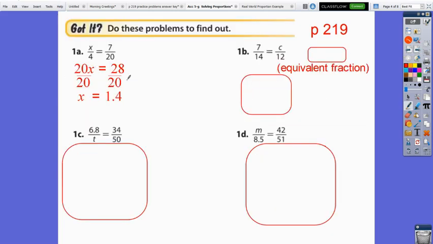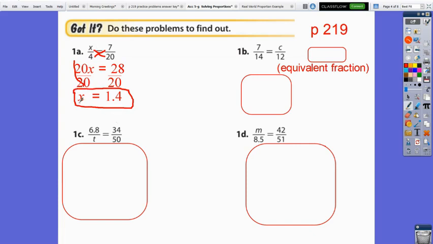So here's how I show the work. In 1A, instead of having you do it here, I'm pointing out this is how I show the work for these types of problems. The cross products, 20 times x and 4 times 7, means that 20x equals 28. 4 times 7 is 28. Divide both sides by 20. These cancel out. 28 divided by 20 is 1.4. So that's what your work should look like. x equals 1.4 is your solution.